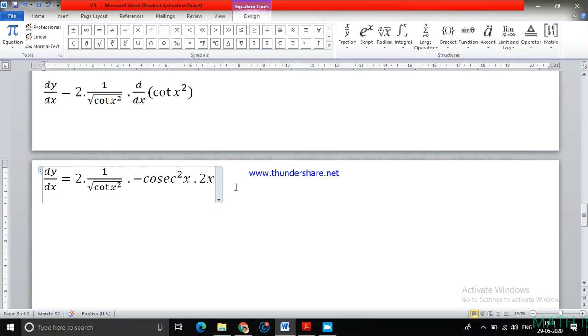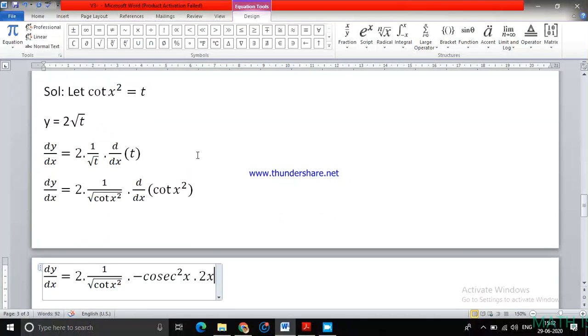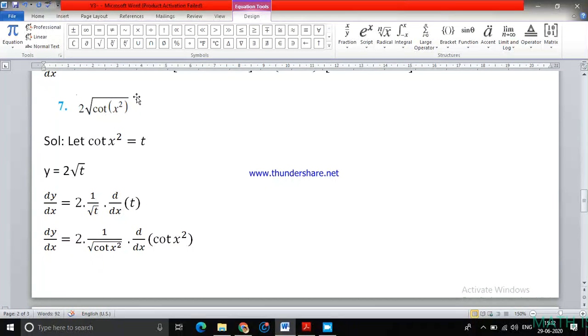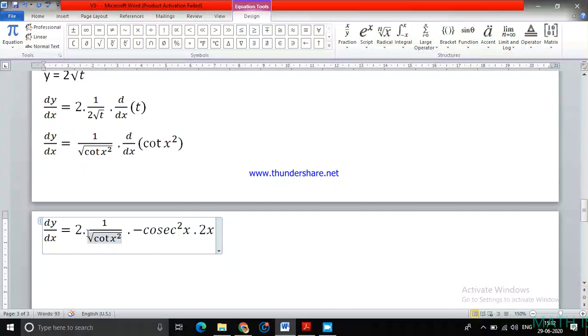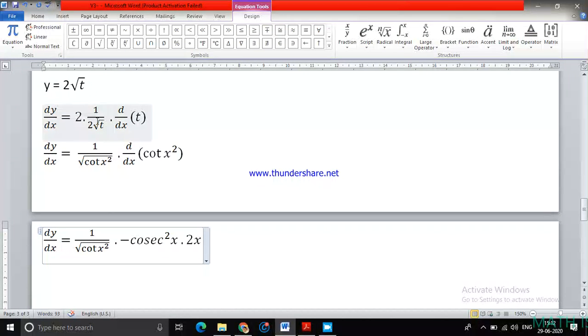Chain rule is, until you get the last term's derivative, it will go one after the other. First, I have to eliminate the root t derivative. After 2 root t, derivative of root t is 1 by 2 root t. So here the 2 will get cancelled. Numerator t and denominator t both will get cancelled.